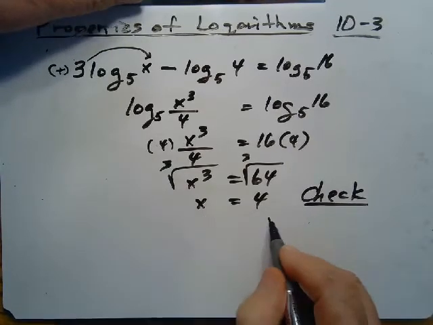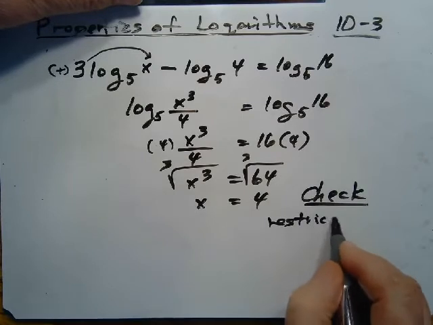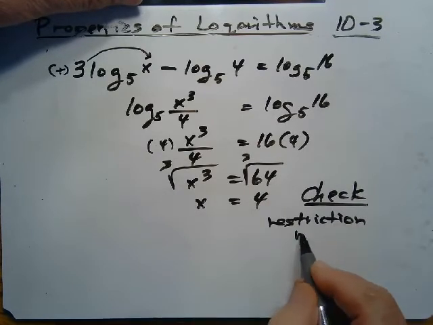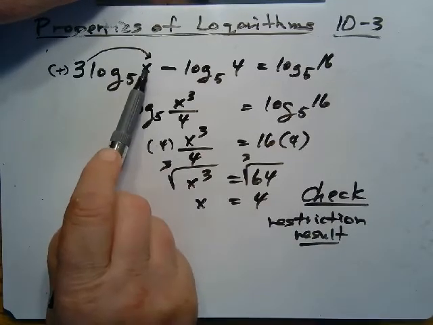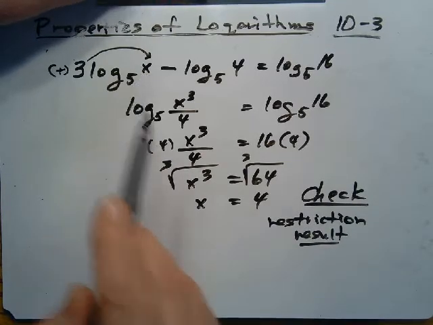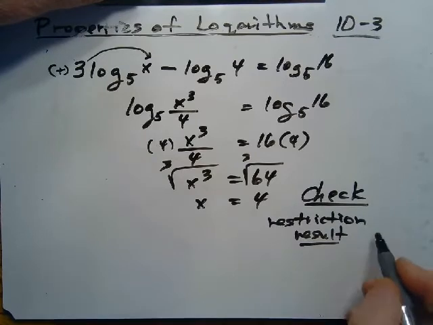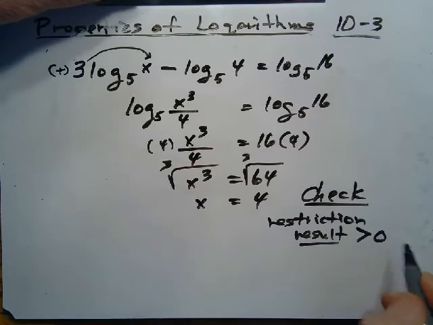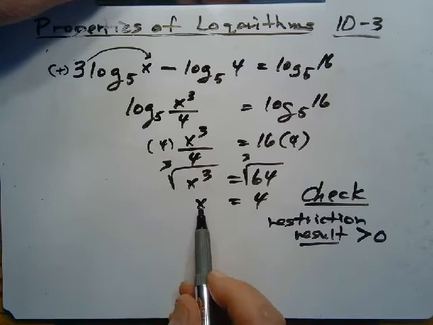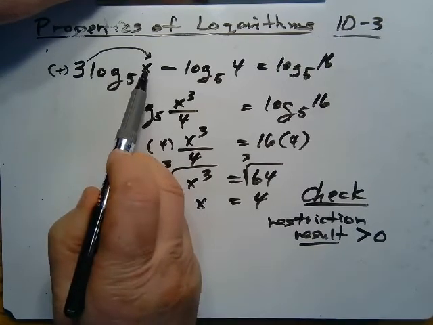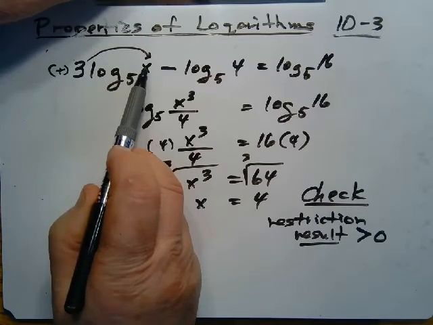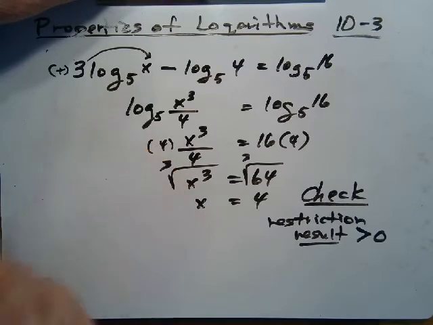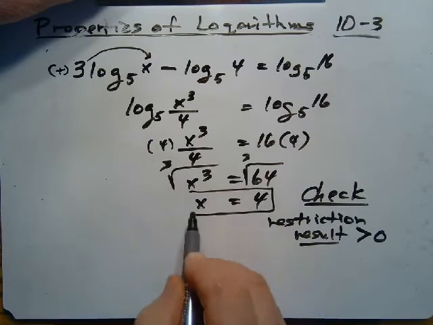Now, just as we mentioned before in previous problems, we have to always check our answers, because there is a restriction, mentioned last time, on the result. Anything that's in the result area, like this x is right here in the result. And the restriction is that the result must be greater than 0, and it is here. If x is 4 and I put 4 in there, 4 is the result. That means it is greater than 0. So we've solved this problem. x is equal to 4.